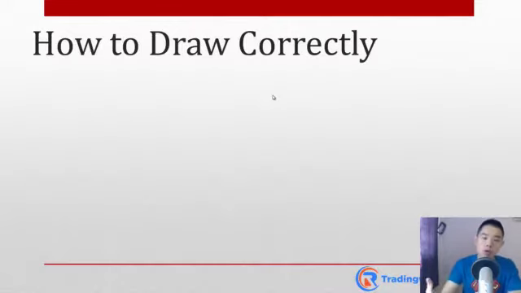So now, how do you draw these tools correctly? Because these tools are really important. They can help you identify what is low and what is high. So the important thing right now is how to draw your levels correctly.